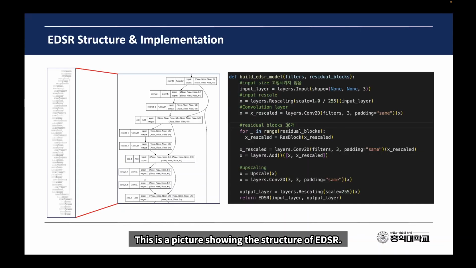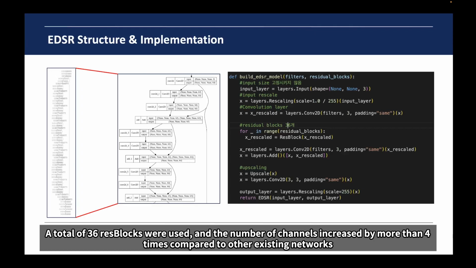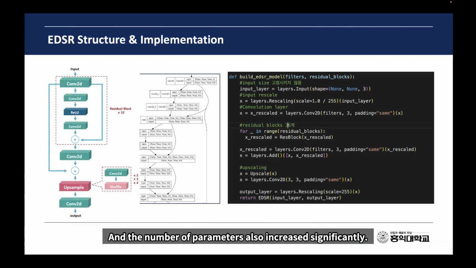This is a picture showing the structure of EDSR. You can see that the network is very deep. A total of 36 residual blocks were used and the number of channels increased by more than 4 times compared to other existing networks. And the number of parameters were also increased significantly.